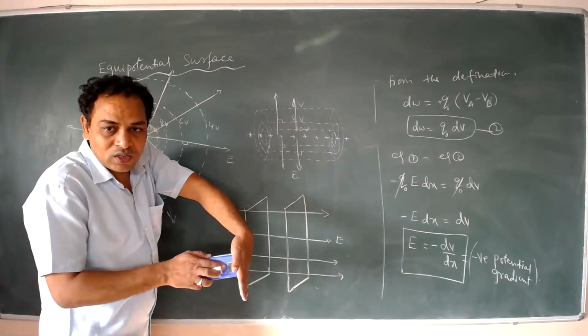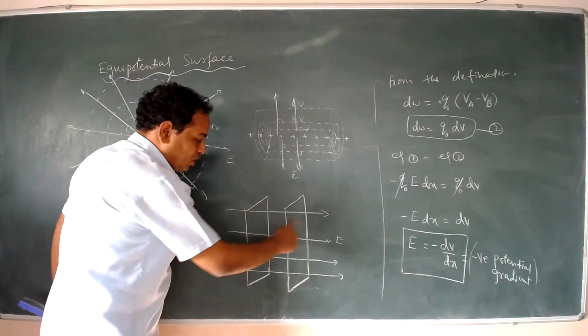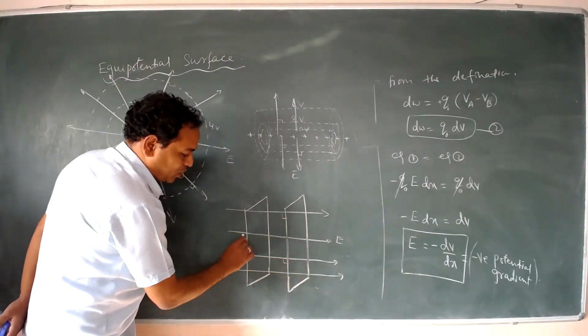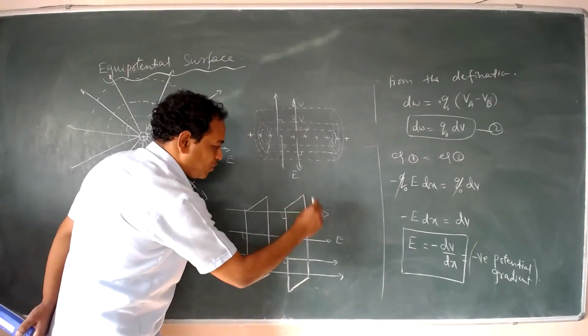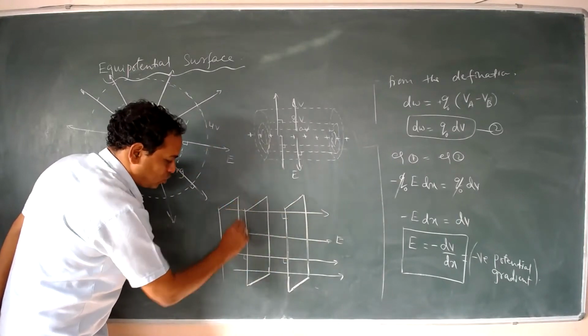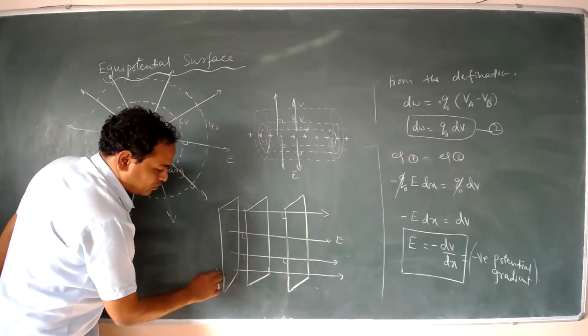So this electric field will be normal to the surface at any point. If you take it anywhere, you will take it like this. N number of equipotential surfaces we can draw. In a similar manner like this only, we can draw many.